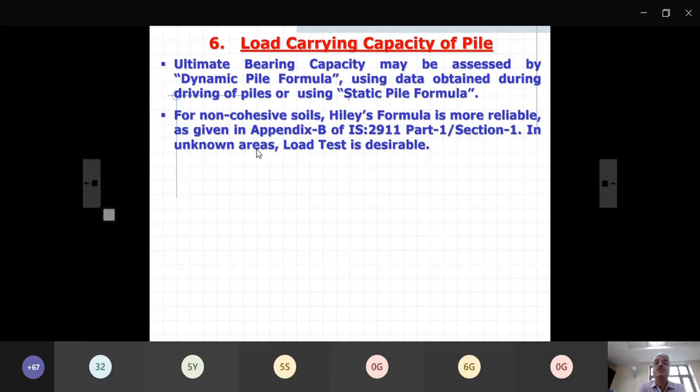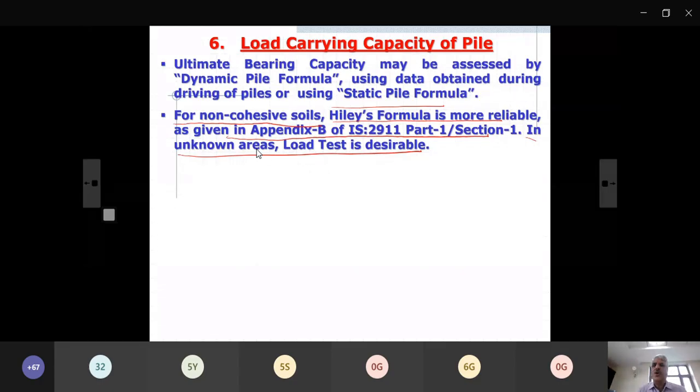So if you talk about static formula for non-cohesive soil, cohesionless soil, Hiley's formula is more reliable. There is a formula called Hiley's formula. There are many formulas, as I told you, and this formula and its details are given in Appendix B of IS 2911. But still it says in unknown areas load test is desirable. We will see load test also.